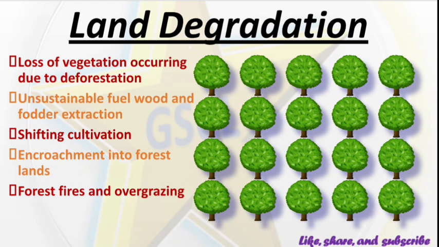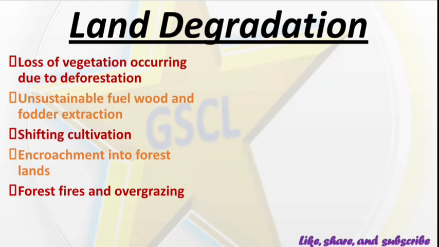Once the trees and plants that hold the soil with their roots are uprooted, the soil loosens up and causes it to degrade. This also leads to reduction in groundwater.